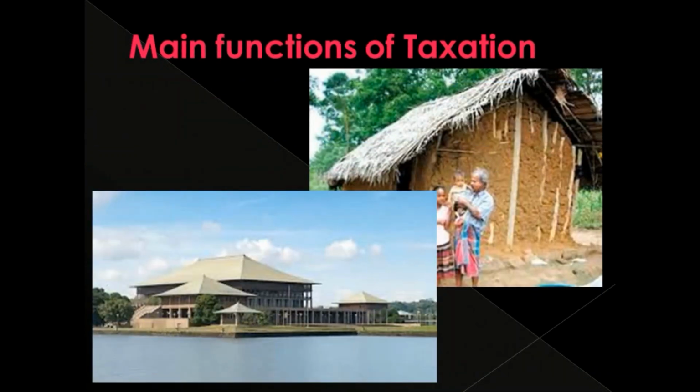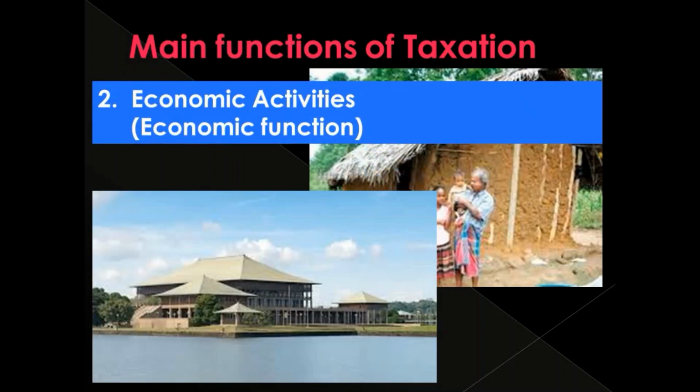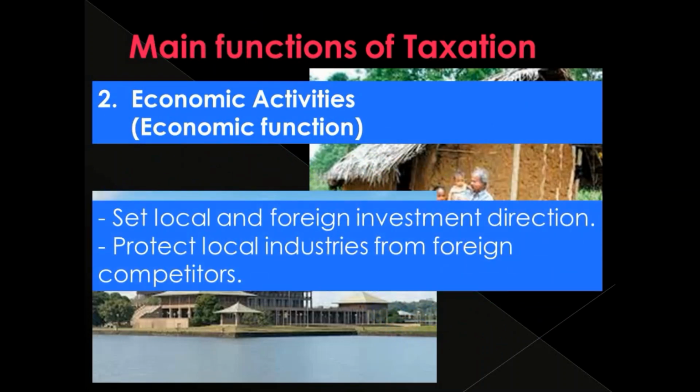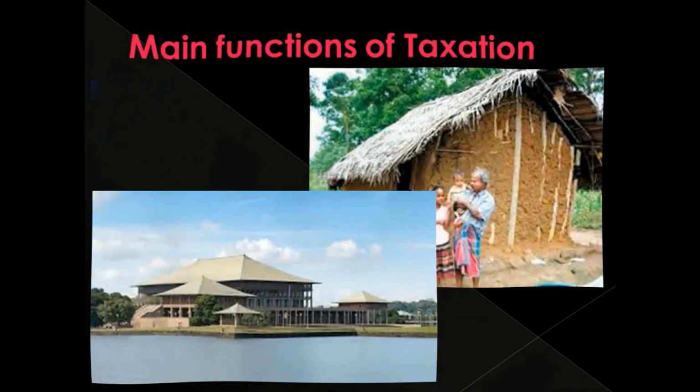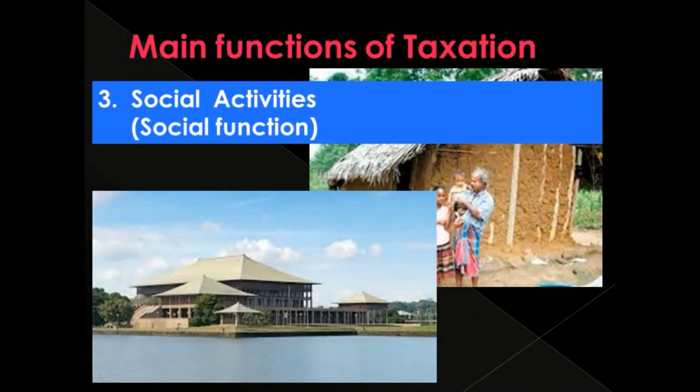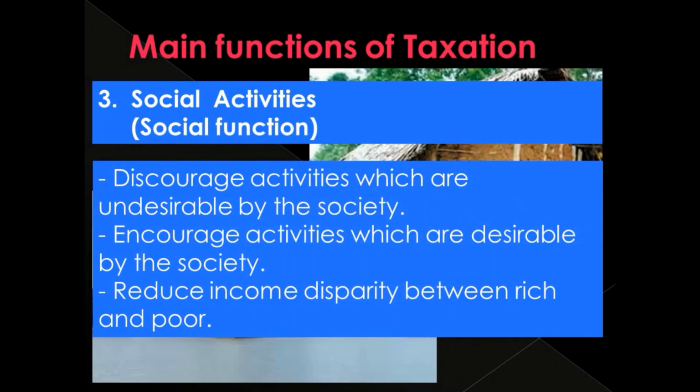And when it comes to the economic function, we have already discussed these given two examples: set local and foreign investment direction, protect local industries from foreign competitors. And finally, we have the social function, and this function is also very important. And here, of course, we have given some examples for this as well. Discourage activities which are undesirable by the society, encourage activities which are desirable by the society, and the final example is to reduce income disparity between rich and poor.